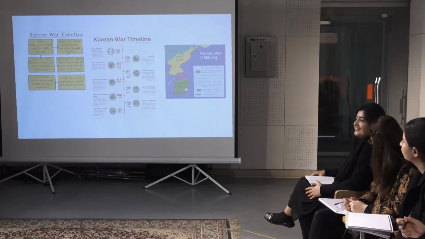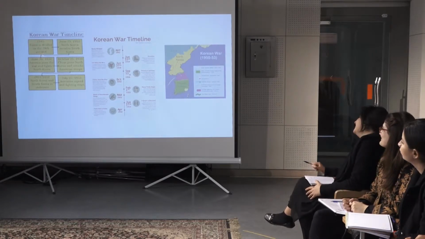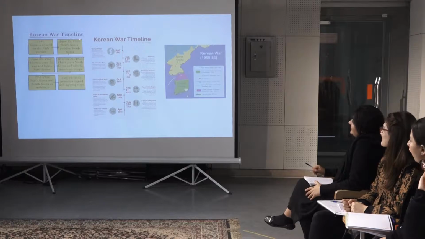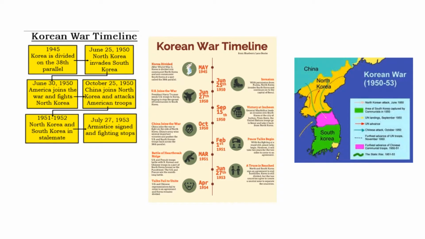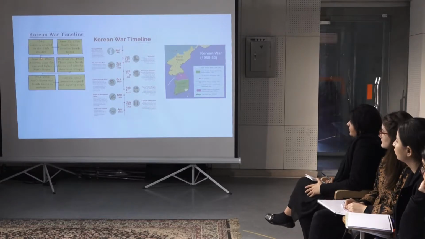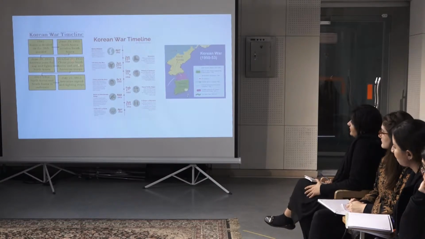Again, some repetition. 1945, Korea is divided on the 38th parallel. June 25, 1950 is the date when the Korean War began. This is the Western literature which says that it was North Korea which invaded South Korea. June 30th, 1950, America joins the war and fights North Korea. So June 30th, just 5 days afterwards. And it is October 25, 1950 that China joins North Korea.